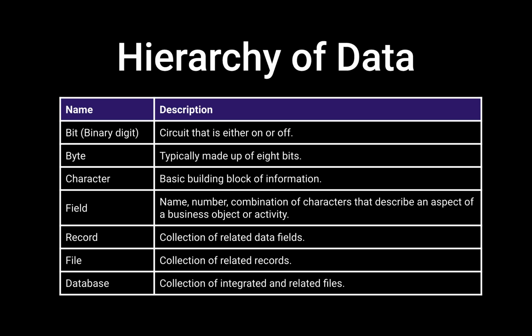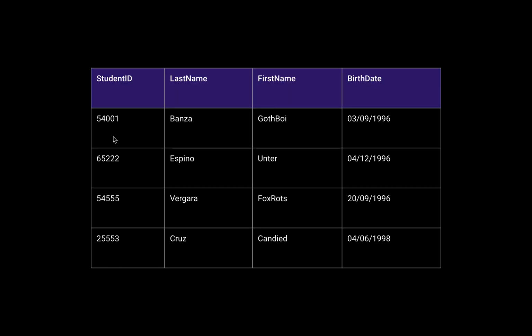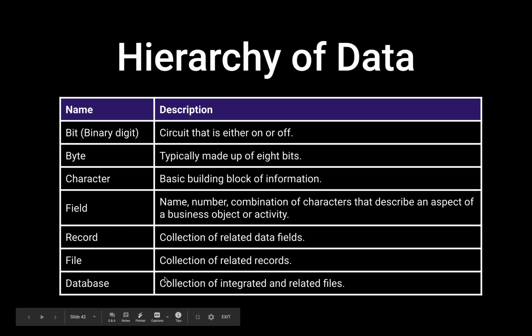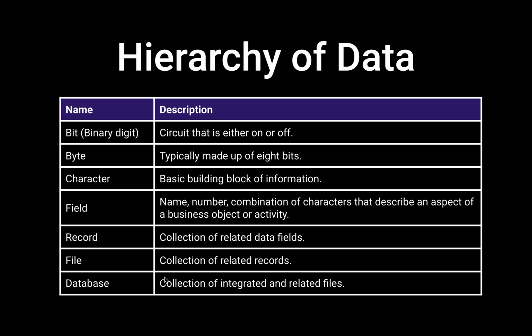Next, we have a file. A file is a collection of records. So what do we call a collection of records? For example, this is a collection of records, right? We have a lot of records here. Then we call that a table. A file is a table. And last is a database. A database is a collection of integrated and related files or tables. So a database is a collection of many tables. I hope that is clear.